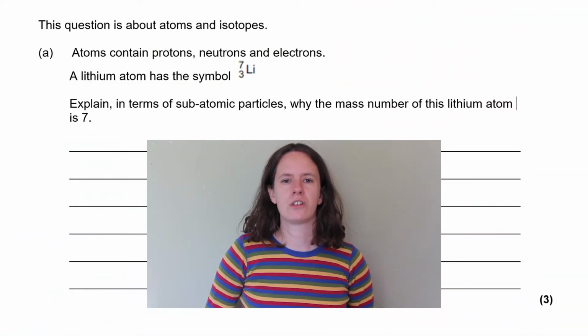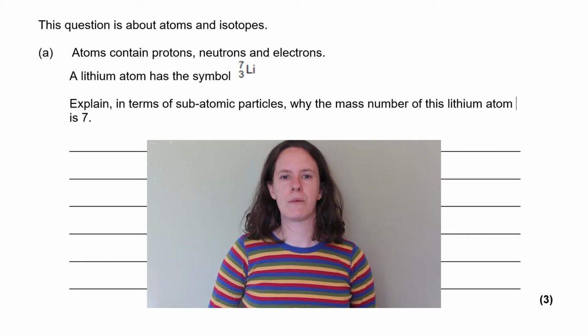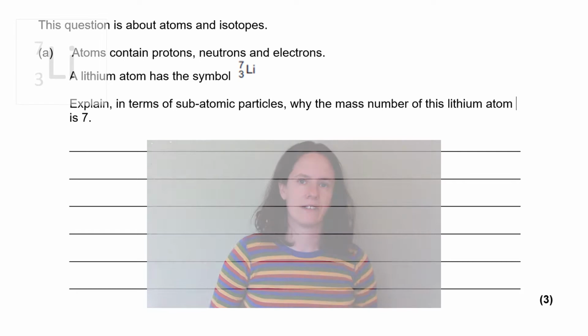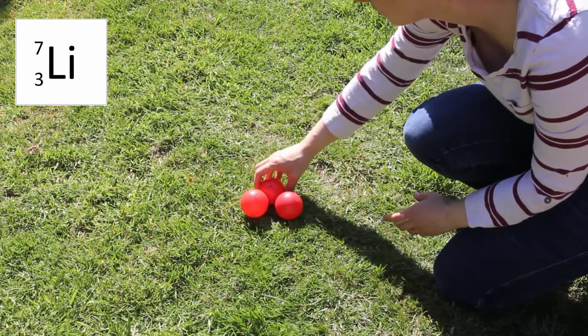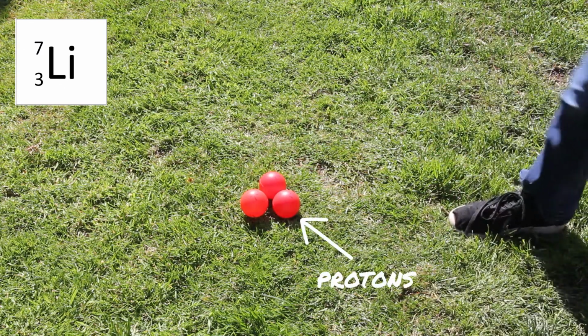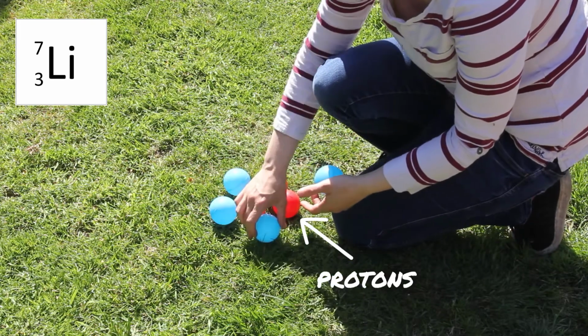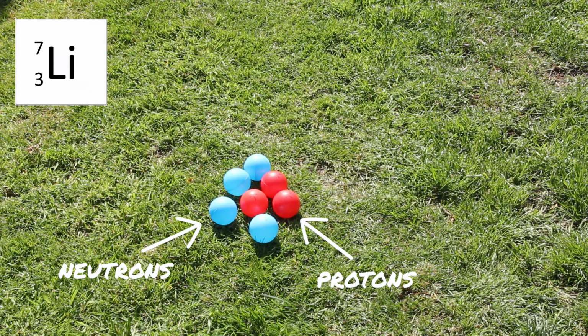So let's look at the first part of the question. This question asks us about why the mass number of lithium is 7, and it gives us the symbol for lithium. So, let's prove that it's not just biologists that can do some science outside. Let's head outside. So in our model of the lithium atom there are 3 positive protons. Protons and neutrons have a relative mass of 1. So we add 4 neutrons to give us the mass number of 7. Electrons are so small in comparison, they don't contribute to the mass number at all.